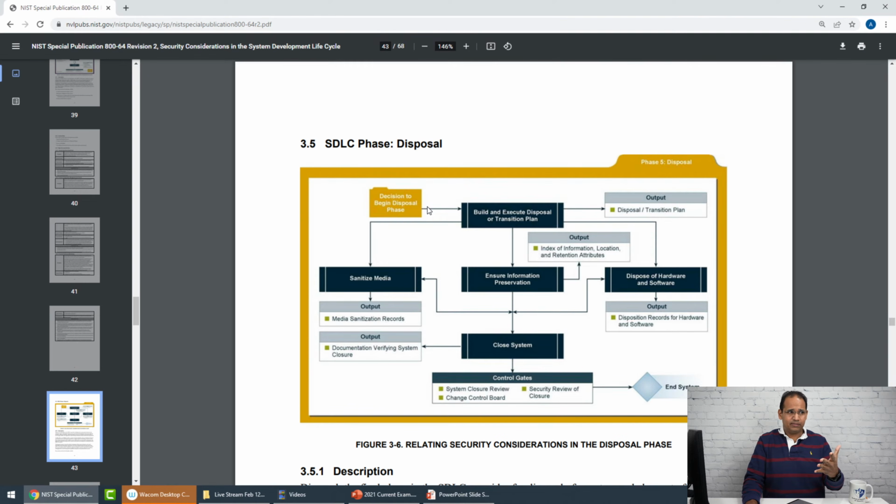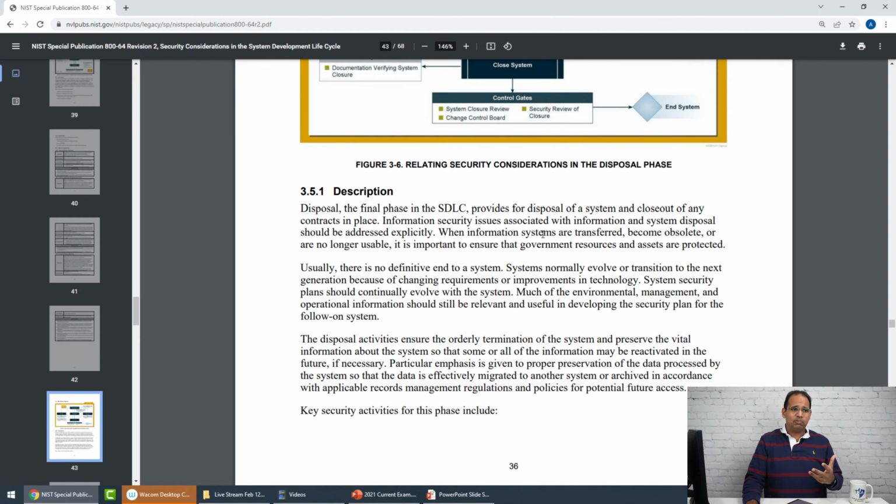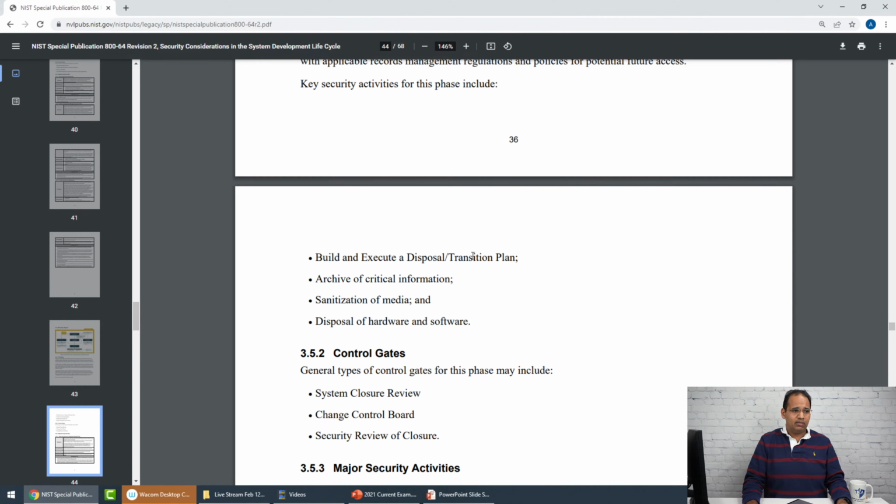So what is this? Well, this is the final phase. This is the closeout of anything that we're going to be building. What are we going to include? Well, do we have a disposal or a transition plan? So this is what I was telling you guys about. Do we have a plan in place for when the software is no longer needed? What are we going to do with it? The main thing I want you guys to remember is sanitization of media.